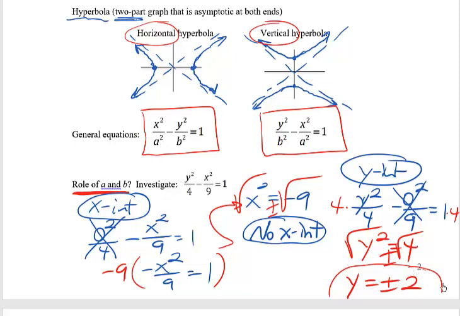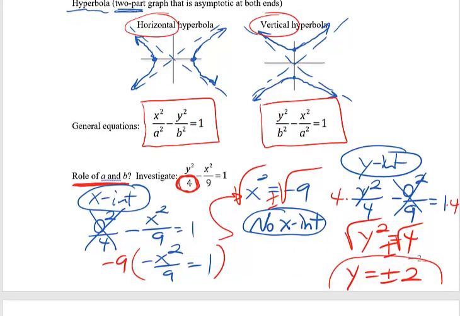You're probably already looking for patterns. It's the same simple pattern we found with the ellipses. Why did these come out to be 2? Because the b, the square root of the number sitting underneath the y part, is 2. It's the same result we had before. If there are y-intercepts, they will be plus or minus b. And similarly, if there are x-intercepts, they will be plus or minus a. Okay, so that's pretty simple.